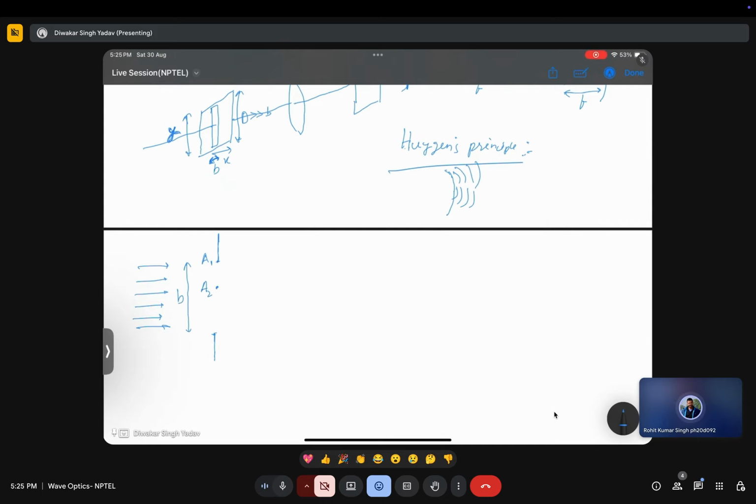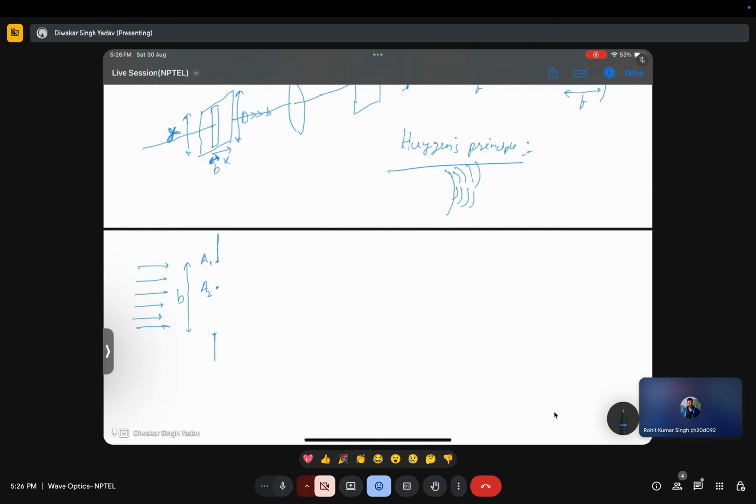Suppose these parallel rays are falling here. They have a plane parallel wave front, and that wave front can be considered. At A1 we can consider secondary wave fronts coming out. At A2 we can consider another secondary wave front coming out, okay? And these two can interfere with each other, right? Because they are part of the same wavefront.